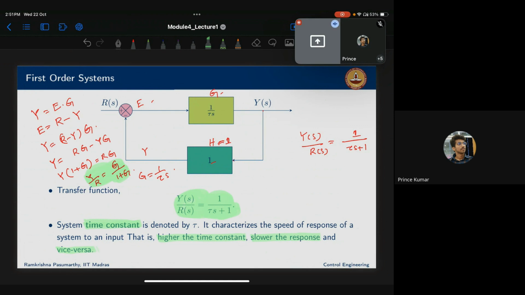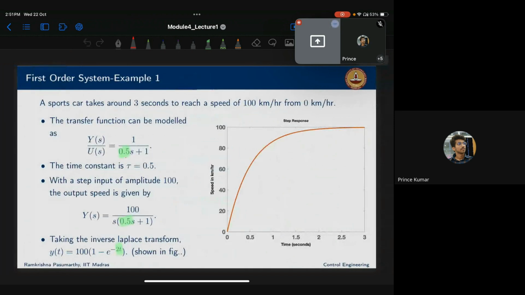So this we call the transfer function of a first order system. That is the first point. Next, let us consider this example. Here we are taking tau as 0.5.